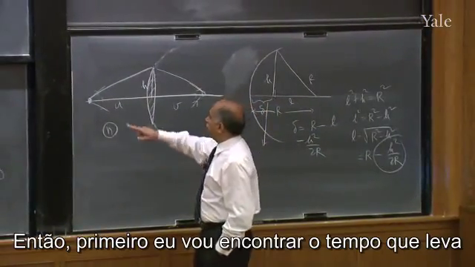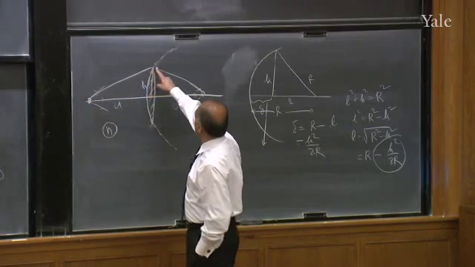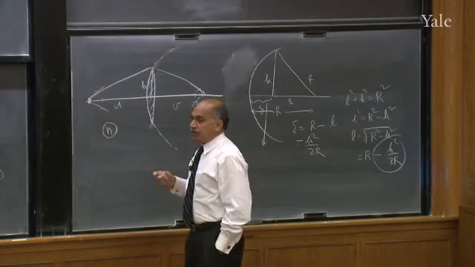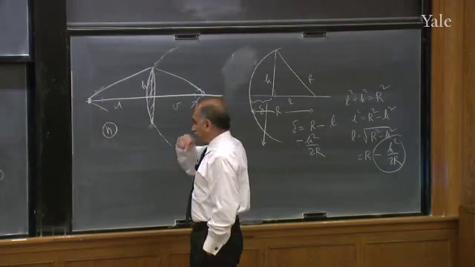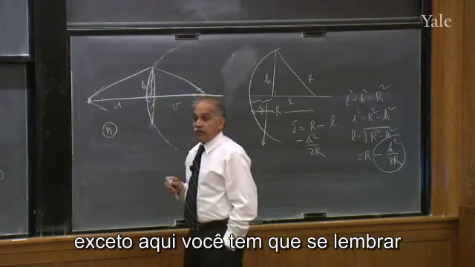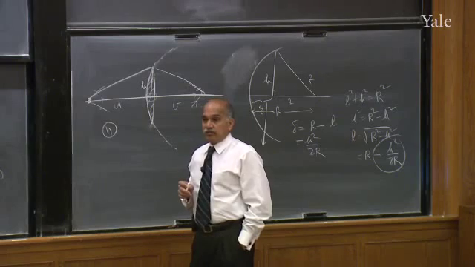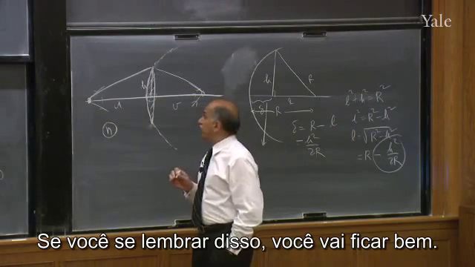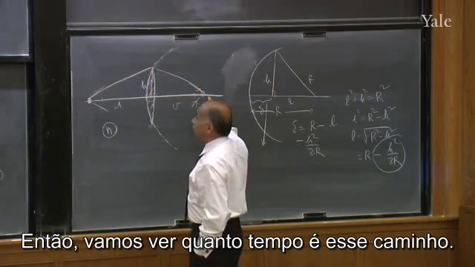So first I'm going to find the time it takes to go on that straight line. By the way, since I'm going to divide by velocity everywhere to get time, distance is all you need. Except here, you've got to remember 1 inch of glass is n inches of air. If you remember that, you'll be fine. So let's see how long that path is.